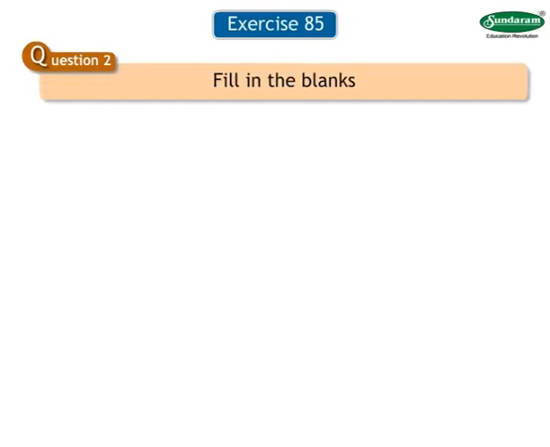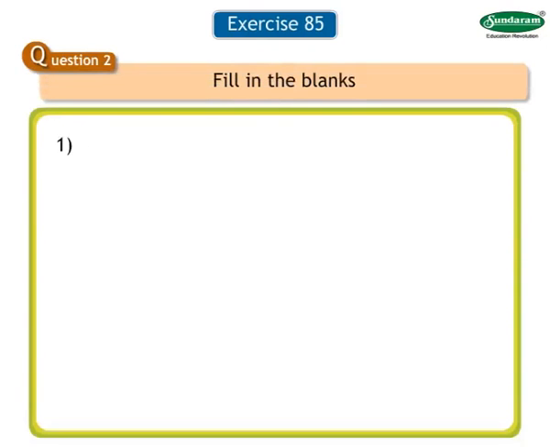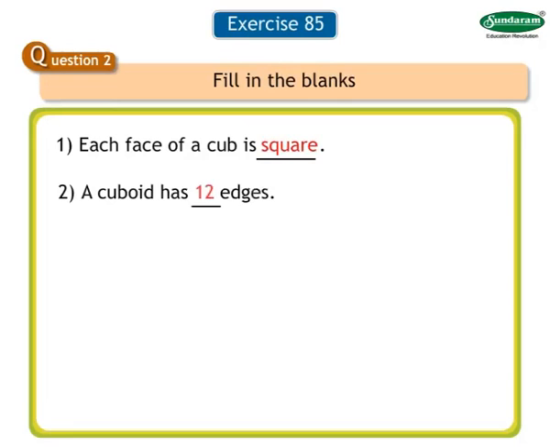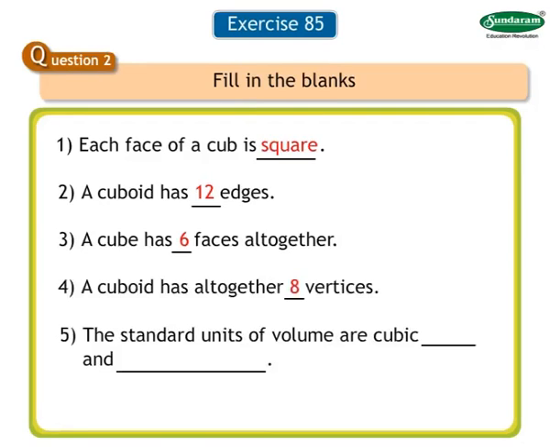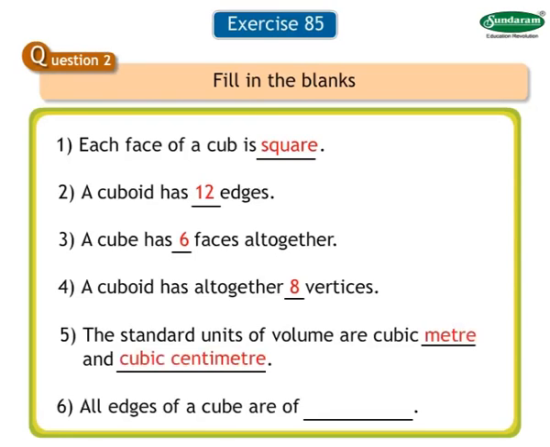2. Fill in the blanks. 1. Each face of a cube is square. 2. A cuboid has 12 edges. 3. A cube has 6 faces altogether. 4. A cuboid has altogether 8 vertices. 5. The standard units of volume are cubic meter and cubic centimeter. 6. All edges of a cube are of equal length.